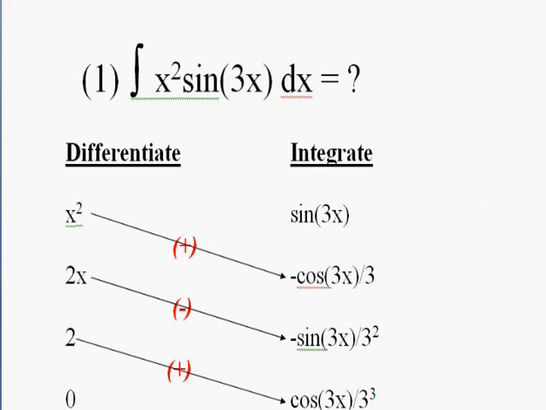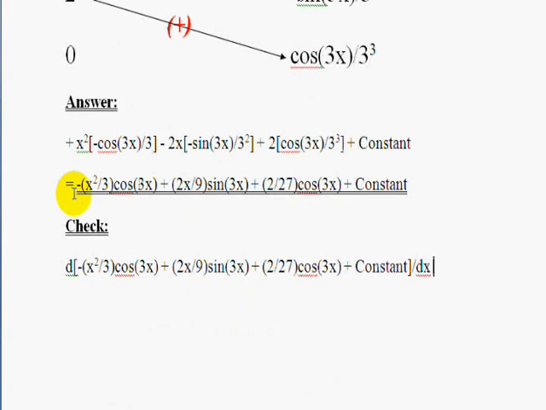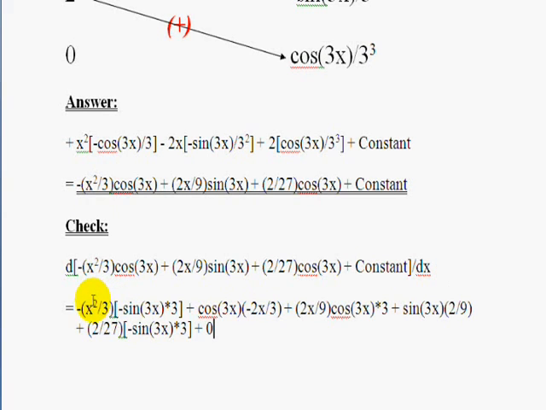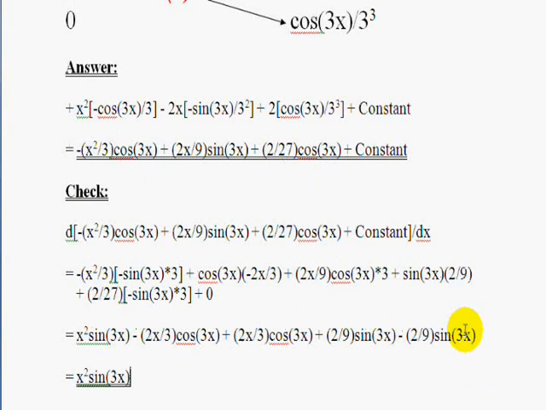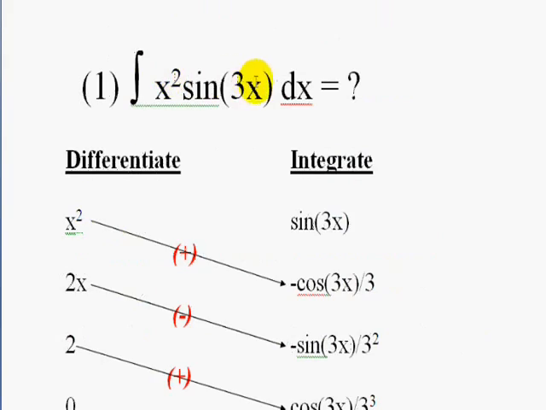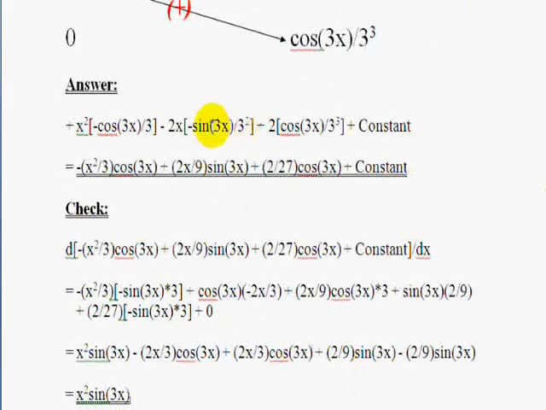So let's do it. Let's differentiate this answer. Then we would get this expression. By further simplification, we would get this expression. We would end up with x squared times sine 3x. That is the original expression. So we have got the correct answer.